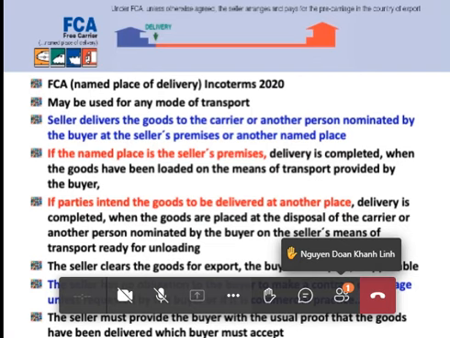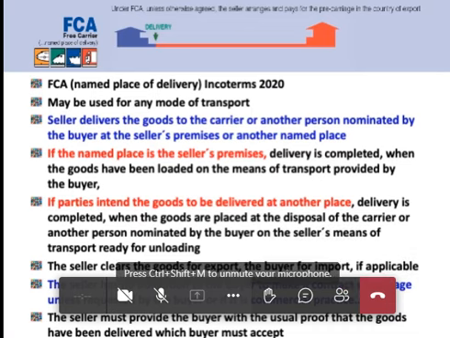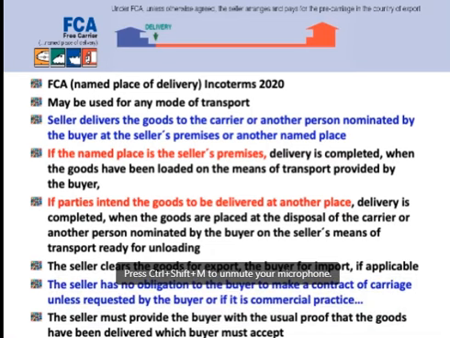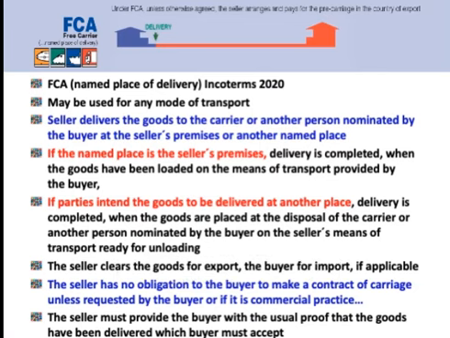I think according to FCA, the seller clears the goods for export. However, according to EXW, it is not cleared for export. Yeah, right. Right, very good. So for FCA, the seller will do the export customs clearance, but for EXW, the buyer will do the export customs clearance. Yeah. How about the point of delivery? Is there a difference between the two?